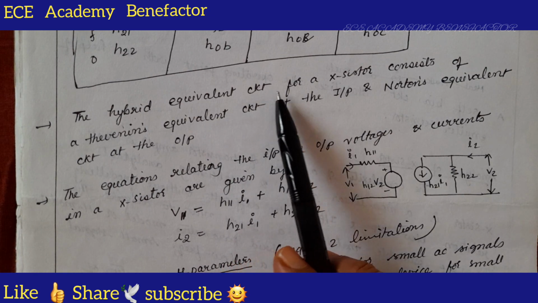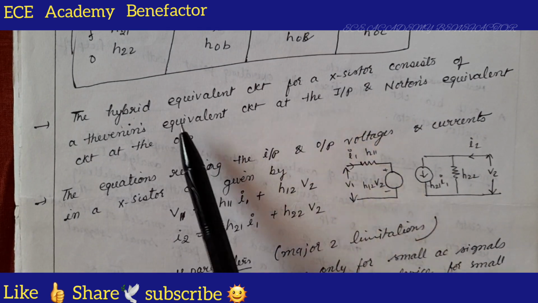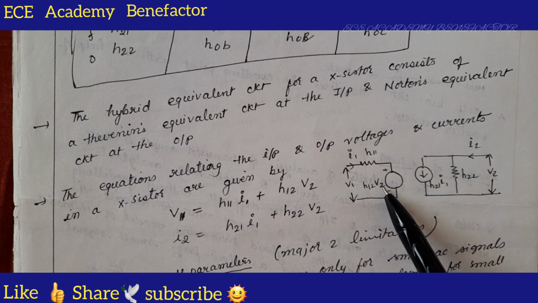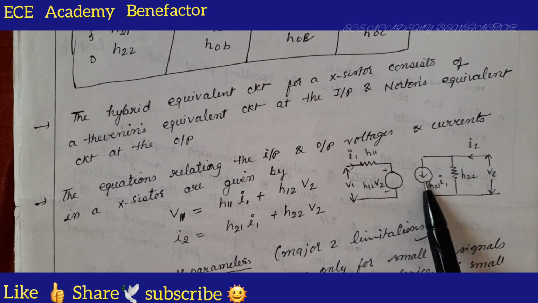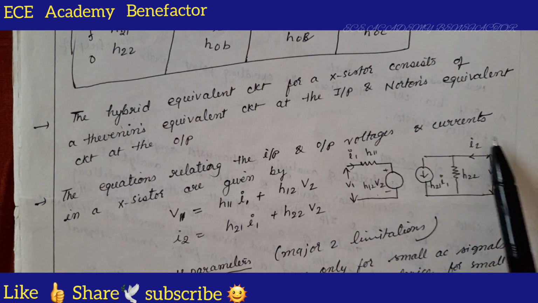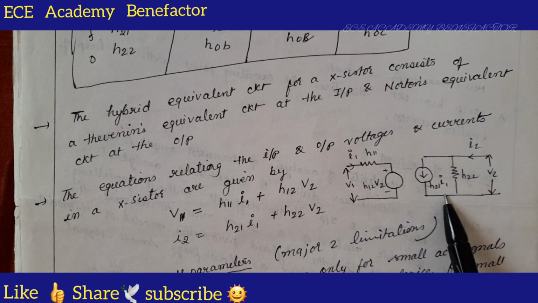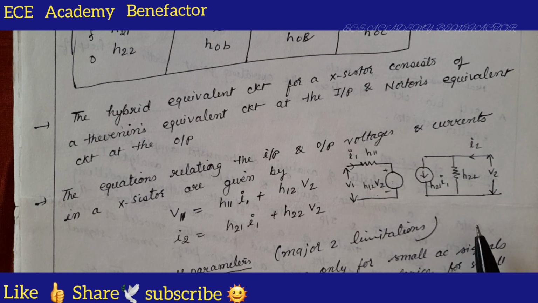The hybrid equivalent for a transistor consists of a Thevenin equivalent circuit at the input. Thevenin means a voltage source is there; as we have seen in the equivalent circuit, a voltage source is there at the input side. At the output side there is a current source, so we say it is a Norton equivalent. So this hybrid equivalent circuit consists of a Thevenin equivalent circuit at the input side and a Norton equivalent circuit at the output side.